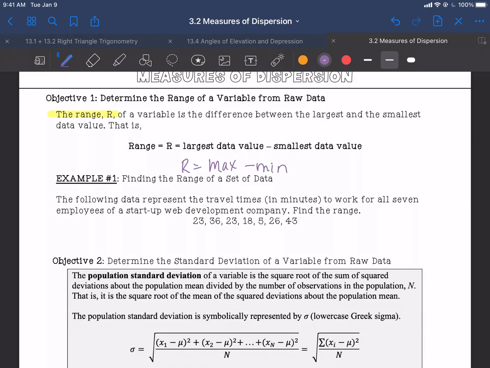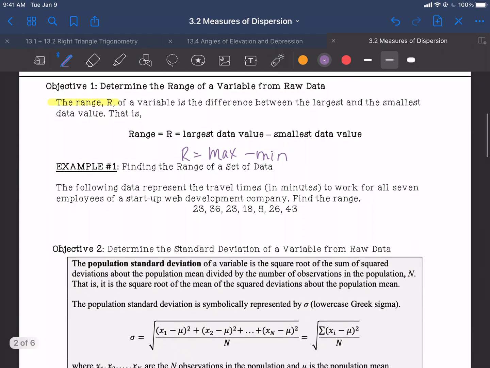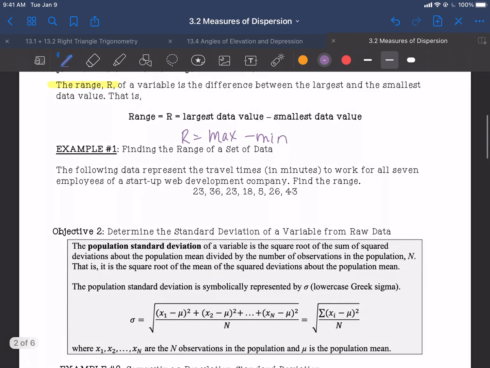So from our travel time to work for that startup web development company, find the range. Well, our range is going to equal the largest travel time, which was 43 minutes, minus the smallest, which was 5. So our data values have a range of 38 minutes.